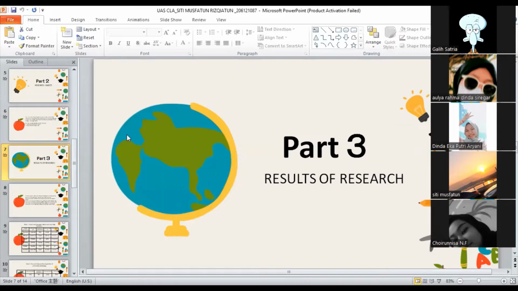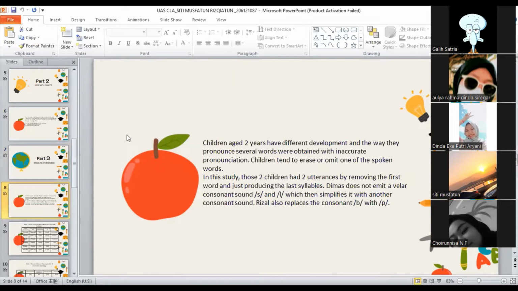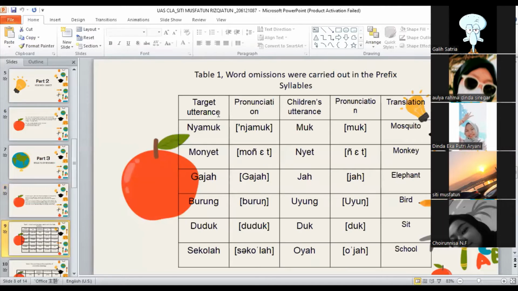The next part is the results. Children aged 2 years have different development, and the way they pronounce words differs, with inaccurate pronunciation. Children tend to erase or omit part of the spoken word. In this study, those 2 children had 2 utterances by removing the first syllable and just producing the last syllables. Dimas does not emit the consonant sounds S and L, which he simplifies with another consonant sound. Rizal also replaces the consonant B with P. Next slide.